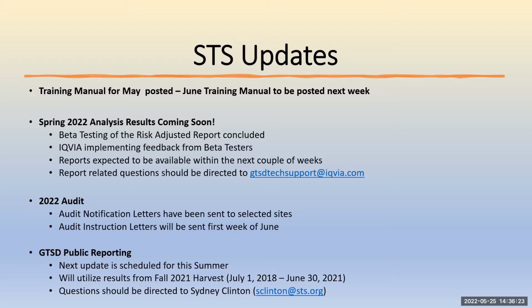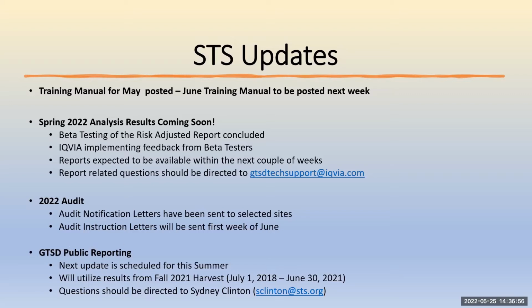For the 2022 audit, audit notification letters have been sent to selected sites. So if you have not received anything to date, then you were not selected for the 2022 audit. For those sites that were selected, just know that audit instruction letters will be sent out the first week of June. So after the holiday, those notification letters and instruction letters will be coming out, and I suspect they're going to go out probably around Wednesday. So look for those around midweek during that first week of June.